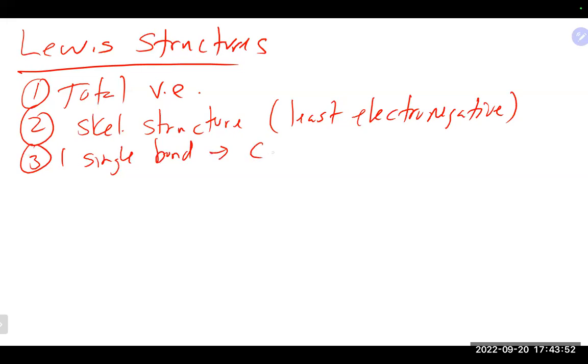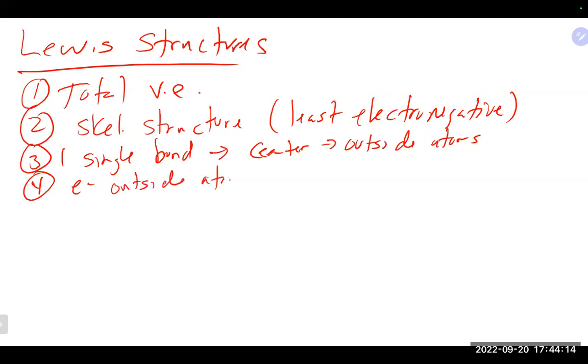from the center to the outside atoms. That will use up a certain number of electrons from your total. However many electrons are left over at that point will go on the outside atoms in pairs, which are basically dots, until you complete the octet on the outside, except obviously if it is hydrogen, then you would not put any dots on hydrogen.